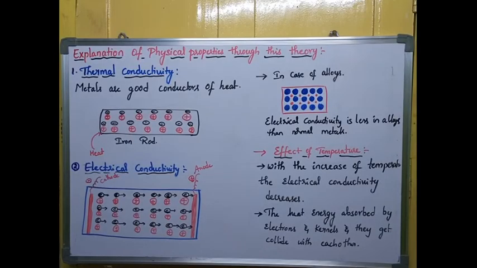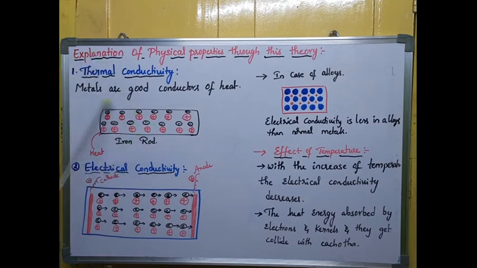Coming to the physical properties. Here free electron theory explains the physical properties of metals. You can see the first one, thermal conductivity. I told you already, metals are good conductors of heat. Thermal indicates heat energy. How they act as good conductors of heat is explained through this theory.